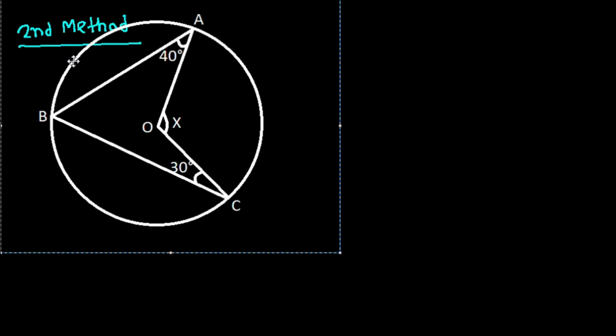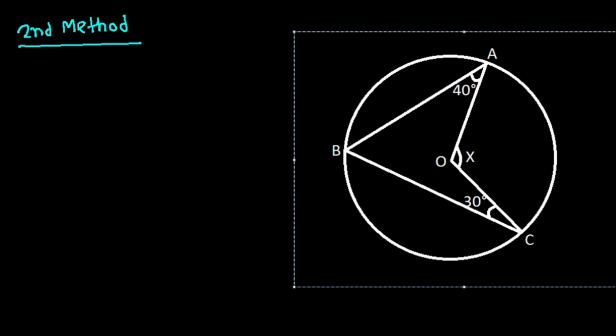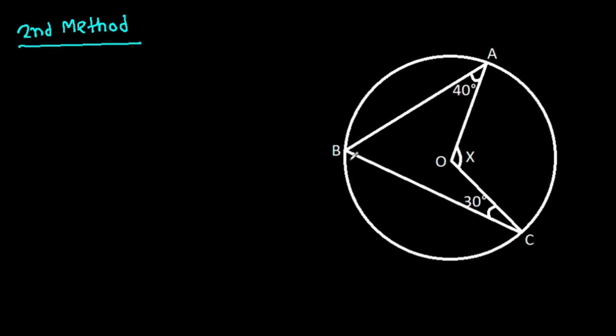And the second method: if we join BO and extend it, then AO will be equal to BO, will be equal to CO, that will be the radius.